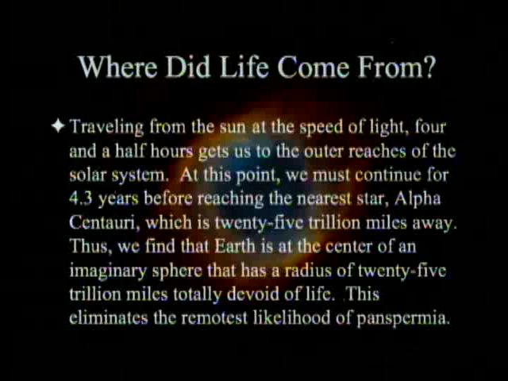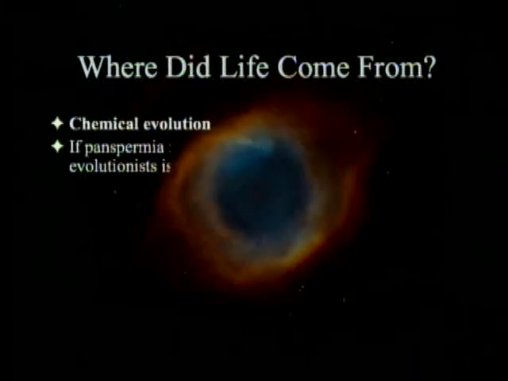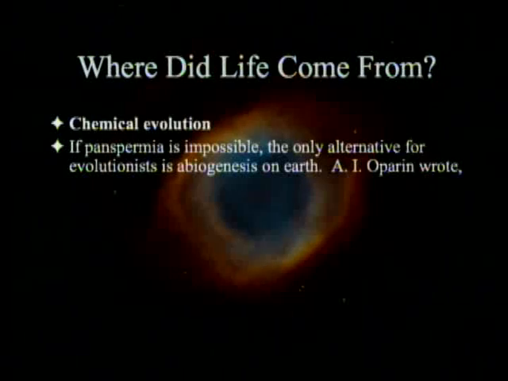Traveling from the sun at the speed of light, 4.5 hours gets us to the outer reaches of the solar system. At this point, we must continue for 4.3 years before reaching the nearest star, Alpha Centauri, which is 25 trillion miles away. Thus, we find that Earth is at the center of an imaginary sphere that has a radius of 25 trillion miles, totally devoid of life. This eliminates the remotest likelihood of panspermia. If panspermia is impossible, the only alternative for evolutionists is abiogenesis on Earth.